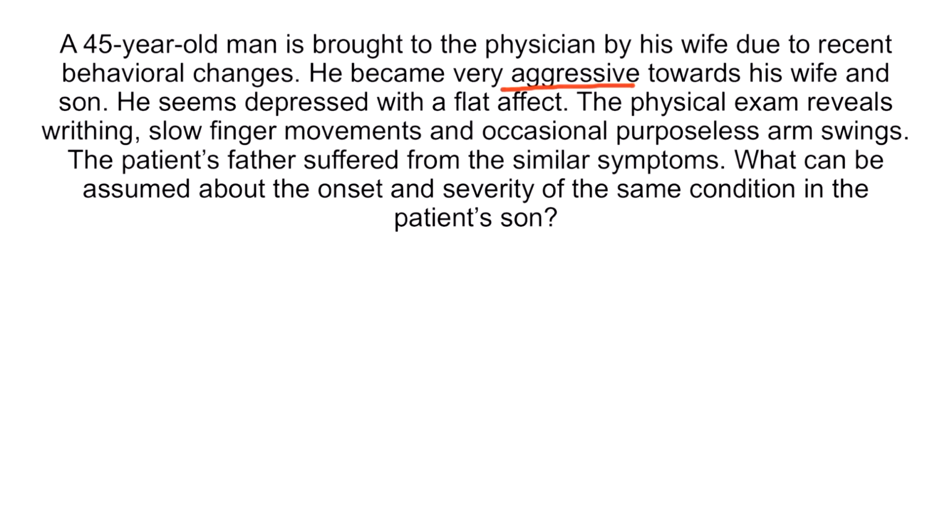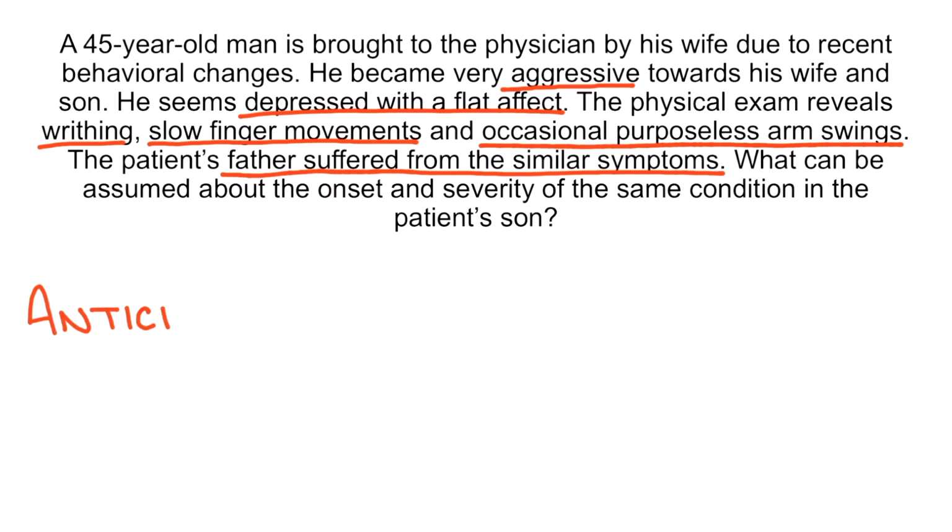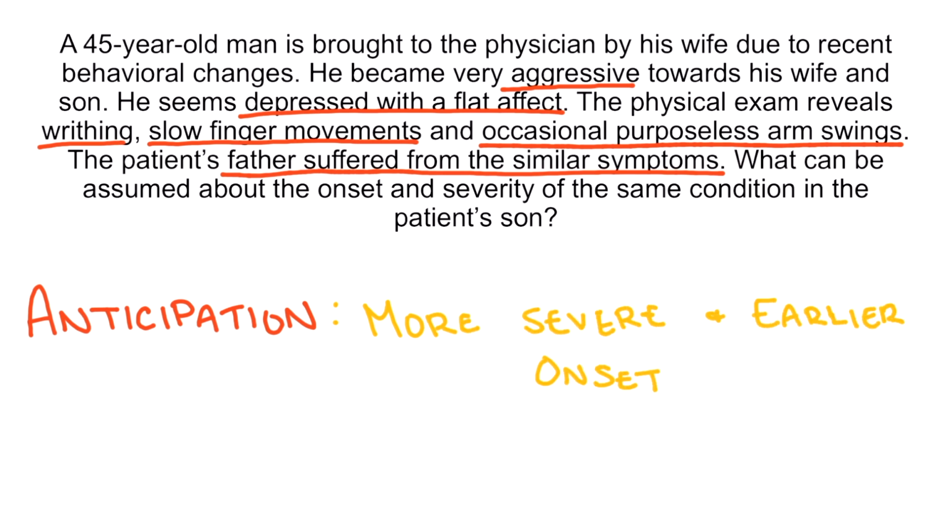This patient is aggressive and depressed with a flat affect. The physical exam finding of writhing, slow finger movements is consistent with athetosis. Occasional purposeless arm swings suggest chorea. Considering that his father suffered from similar symptoms, this patient likely has Huntington's disease. Let's recall that Huntington's disease, just like most of the other trinucleotide repeat disorders, is characterized by anticipation. Anticipation means the earlier onset of more severe disease in the patient's offspring due to triplet expansion during gametogenesis.